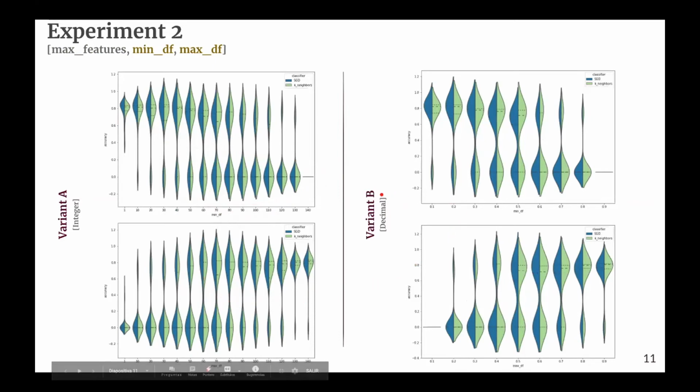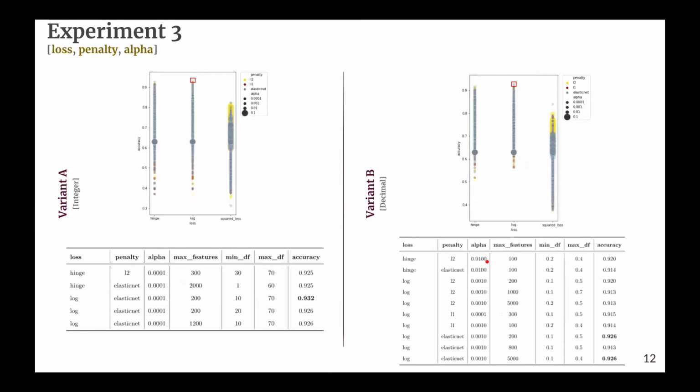And when we're trying out our decimal parameters, we should focus on having a mean DF less than 0.5 so that we have better results. And we should also focus in max DF for values greater than 0.5. And finally, this is our third experiment.